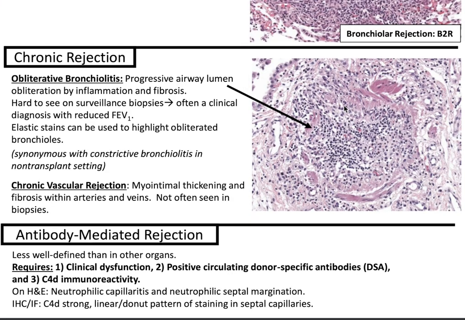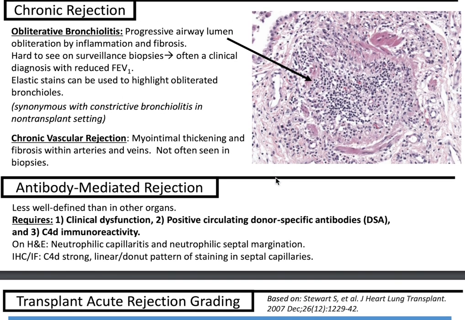Chronic rejection. Obliterative bronchiolitis. This is a progressive airway lumen obliteration by inflammation and fibrosis. It's hard to see on surveillance biopsies, often a clinical diagnosis with reduced FEV1. Elastic stains can be used to highlight obliterated bronchioles. It's synonymous with constrictive bronchiolitis in non-transplant setting. Chronic vascular rejection. This is myointimal thickening and fibrosis within arteries and veins, not often seen in biopsies.